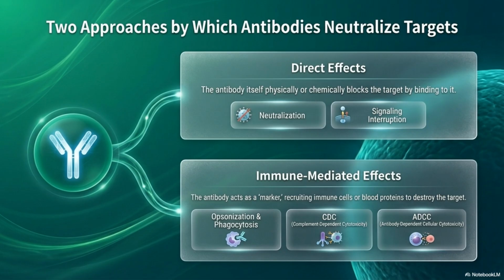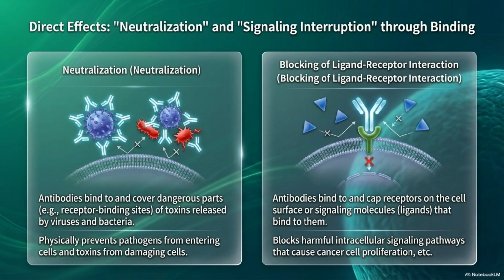How do antibodies actually neutralize their targets? They generally use 2 main approaches. The first is through direct effects, where the antibody physically or chemically blocks the target on its own. The second is through immune-mediated effects, where the antibody acts as a beacon, recruiting other immune cells and proteins to destroy the target.